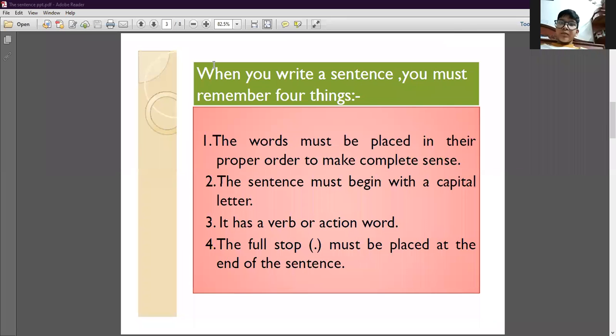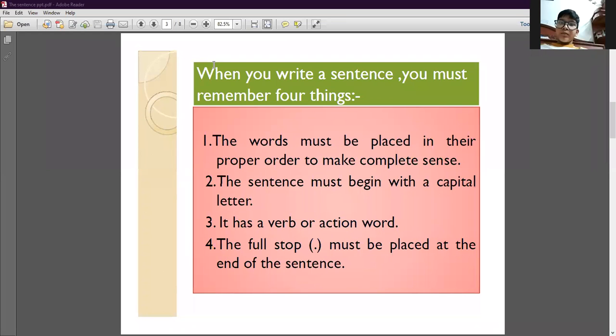Now student, when you write a sentence, you must remember four things. जब भी आप कोई भी sentence लिखेंगे तो you have to know about the things. Number one is here, the words must be placed in the proper order to make complete sense. Yes, you know very well. In the first slides, I told you about the sentence when you wrote a story and the words. You remember that the words must be placed in their proper order.